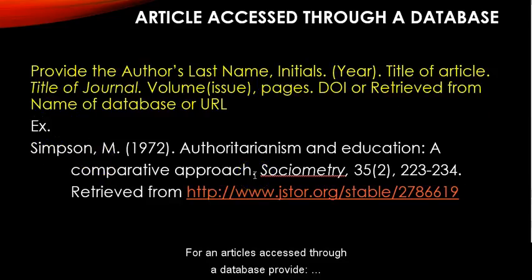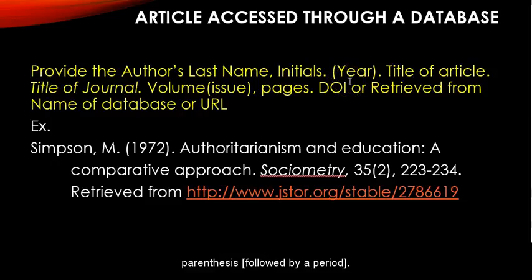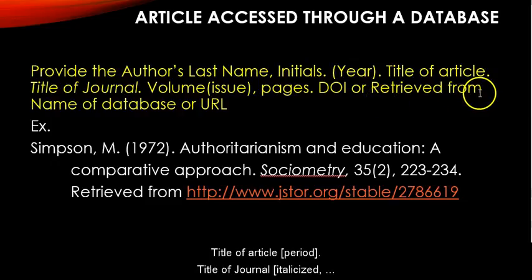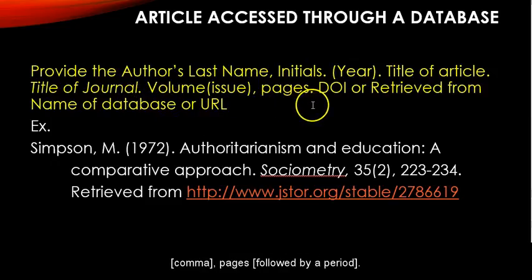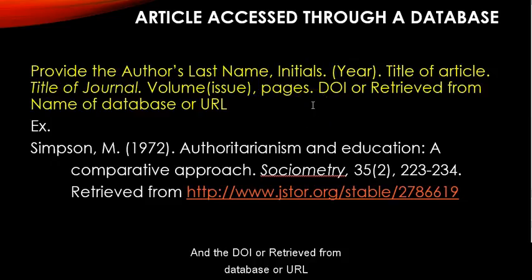For an article accessed through a database, provide the author's last name, first and middle initials, followed by a period, year of publication within parentheses, followed by a period, title of the article, period, title of the journal, italicized, followed by a period, the volume or issue number, comma, pages, followed by a period, and the DOI or retrieved from database or URL.